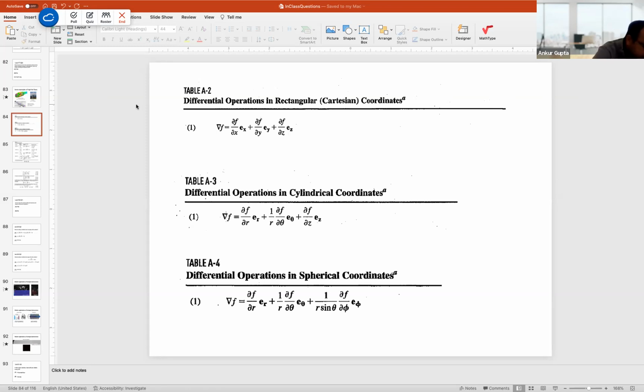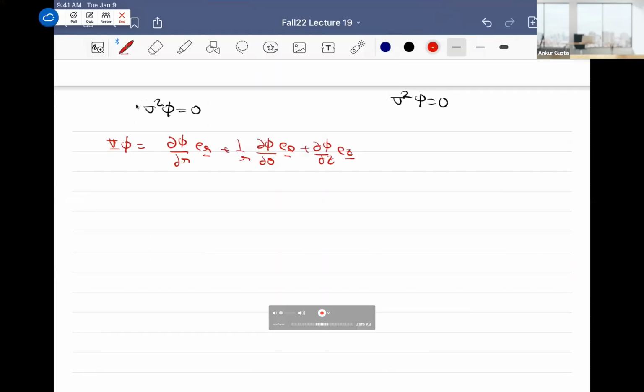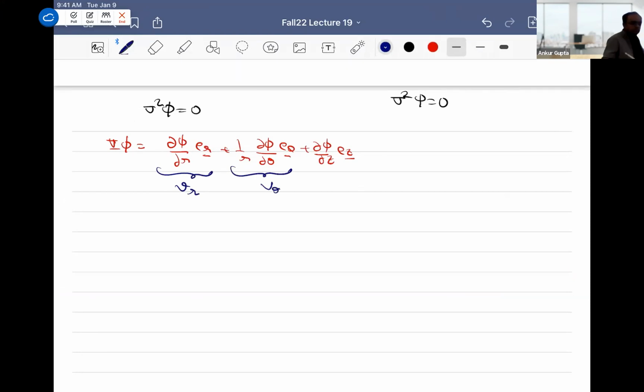Give me 1 second because I also have to see the formula. Del phi by del z is z. All right, so here we go. So basically we have written this here, and all you need to say is, this is my VR, this is my V theta, right? And there is no Z dependence. So just forget this because there is no Z dependence. So I have my VR and V theta defined now. Okay, does it make sense? Any questions here? Is it clear?